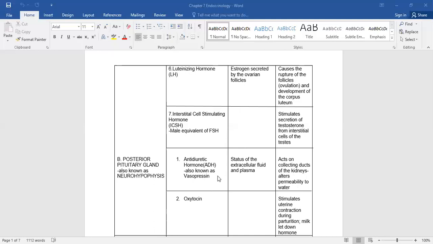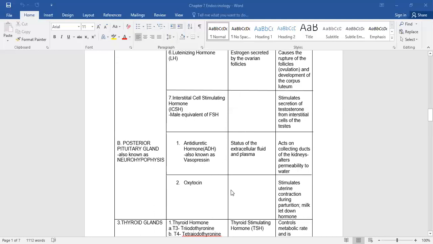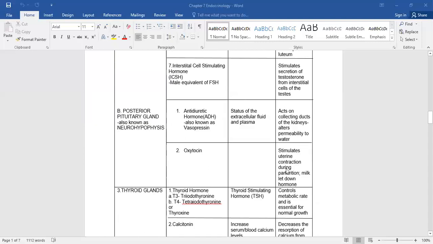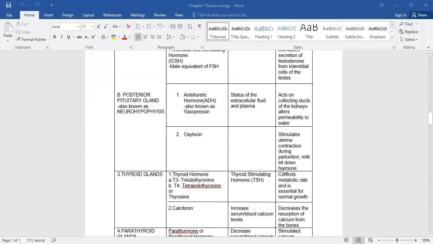And then, as I mentioned, we have oxytocin. So it stimulates uterine contractions during parturition. So for those who didn't have breeding, for your benefit, parturition is the act of giving birth. And milk letdown hormone. So milk letdown will allow more milk to be secreted. Milk production is more on the prolactin side.